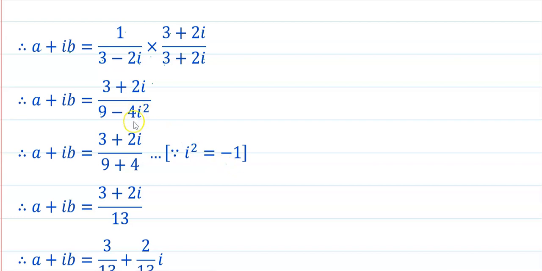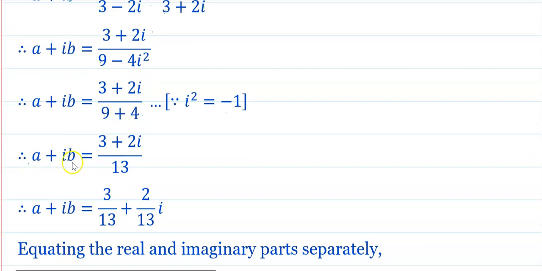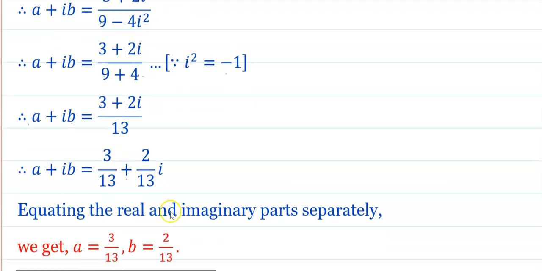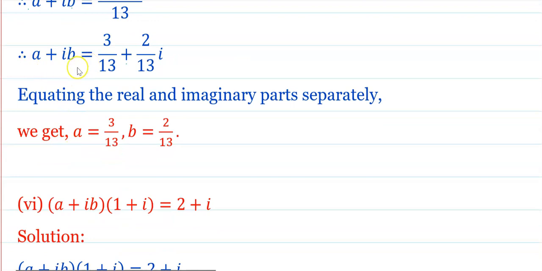Minus 1 minus 4, that will become plus 4. 3 plus 2i upon 9 plus 4. 9 plus 4 is 13. And hence, a plus ib is equals to 3 plus 2i upon 13. Split this up: 3 upon 13 plus 2 upon 13 i. Equate the real and imaginary part. And hence, a is equals to 3 upon 13 and b is equals to 2 upon 13.